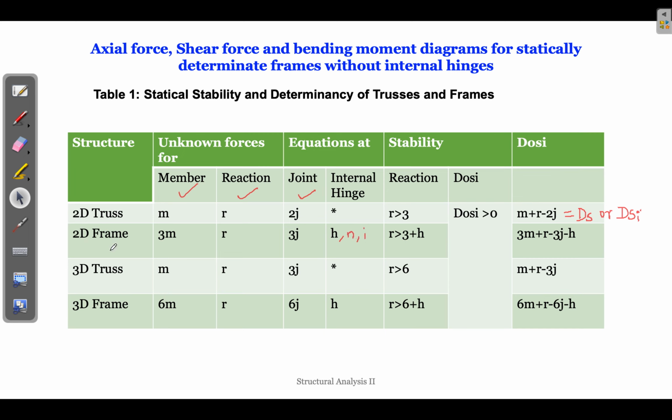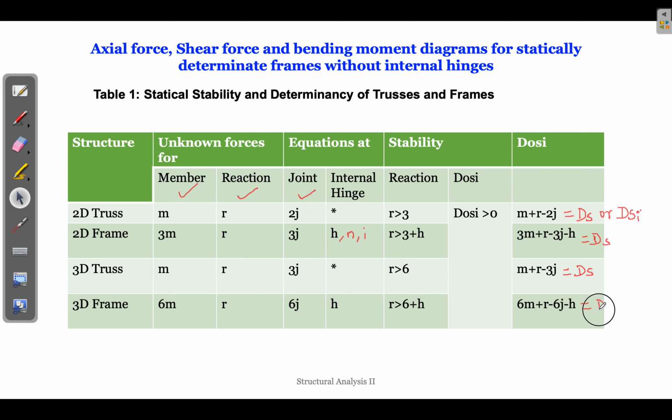When it is a 2D frame, our formula becomes 3m plus r minus 3j minus h. So the formula changes for the frame and the truss. Now if it is a 3D truss, meaning a space truss, our formula is m plus r minus 3j. Just see the difference: for a 2D truss it is m plus r minus 2j, and for a 3D truss it is m plus r minus 3j. And for the 3D frame, our formula is 6m plus r minus 6j minus h.